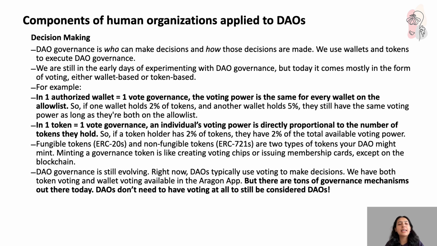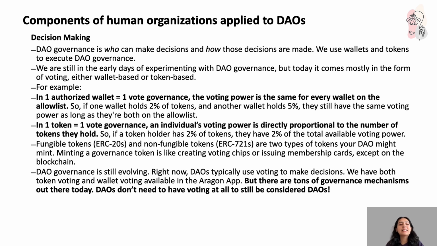Fungible tokens, that are ERC20s, and non-fungible tokens, ERC721s, are two types of tokens your DAO might mint. Minting a governance token is like creating voting chips or issuing membership cards, except on the blockchain. Do you get that?